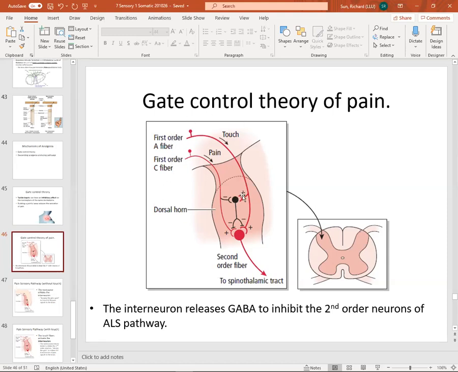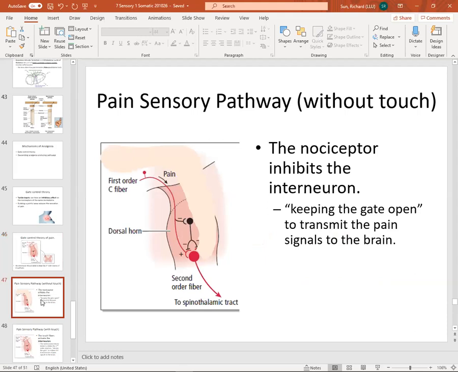All right. So let's say this is the gate. The pain signal will knock down this gate. This is the gate to control whether the second order neuron will send signal or not. Pain will knock it down, put it into sleep. So it won't inhibit the pathway. All right, so that makes sense.